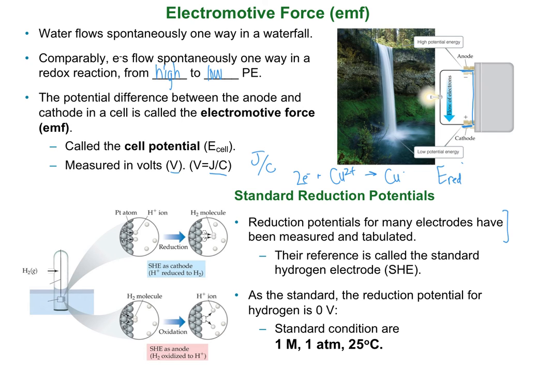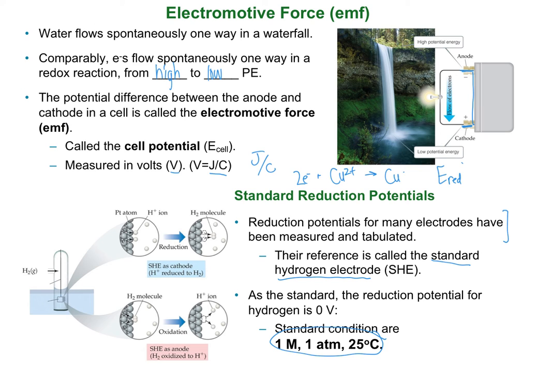And just like with entropy and enthalpy, we had something to compare it to. For enthalpy, we compared to everything in their elemental states. We called all of those 0, and we compared everything to that. For entropy, our theoretical value was a perfect crystal at 0 Kelvin, and that was our 0. So just like that, we have a 0. And that reference here is the standard hydrogen electrode. Standard meaning 1 atmosphere and 25 degrees Celsius and 1 molar. Those are our standard conditions.